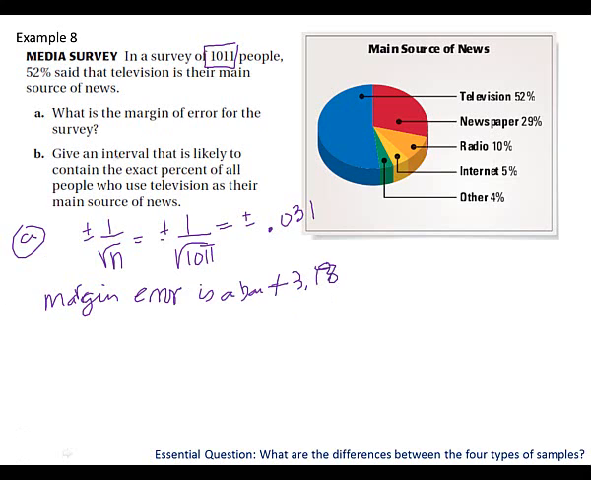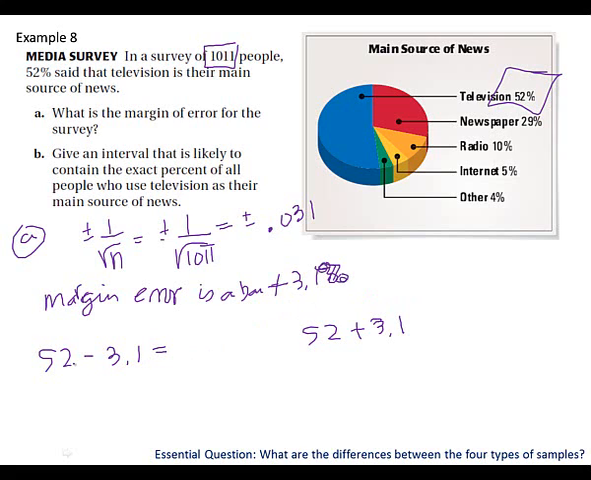Alright, now we are supposed to give the interval that is likely to contain the exact percent of all the people who use television as their main source of news. So all I'm going to do for that is take my 52%, and do 52% minus the 3.1%, and then 52% plus the 3.1%. Percent sign, sorry, I got sloppy.